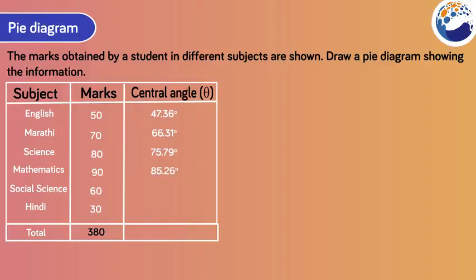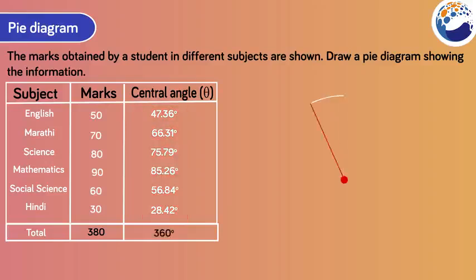For social science, central angle is equal to 60 upon 380 into 360 degrees is equal to 56.84 degrees. For Hindi, central angle is equal to 30 upon 380 into 360 degrees is equal to 28.42 degrees. We need to check whether the sum of all the central angles is 360 degrees or not. If not, then there is a mathematical error in the calculation. Now let us see how to draw a pie diagram.